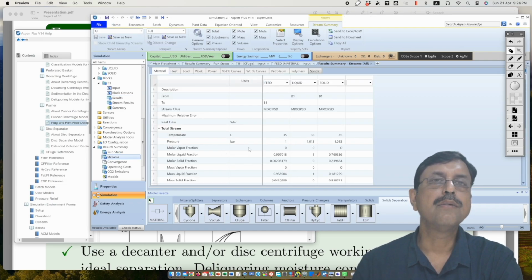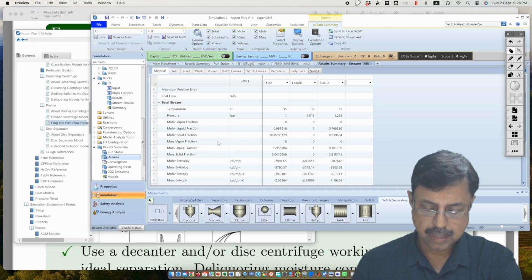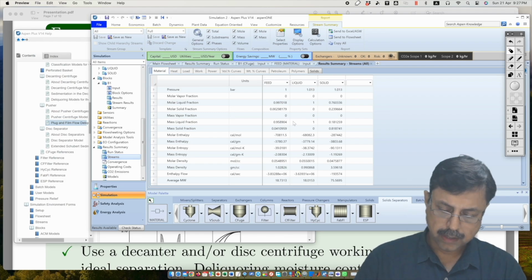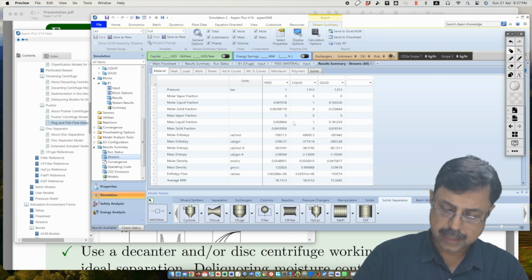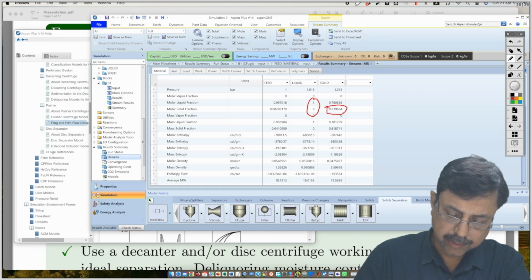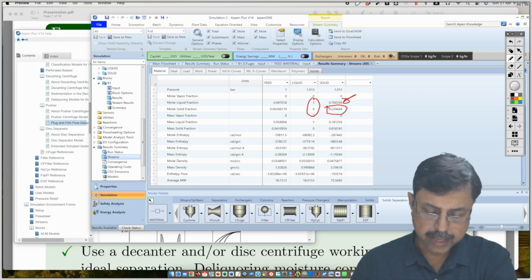And here you can see various information. The liquid fraction and solid fraction are given. Here you'll find that in the liquid stream, it is completely liquid. There is no solid fraction. And in the solid stream, all the solids have come over here, and a high amount of liquid is there.